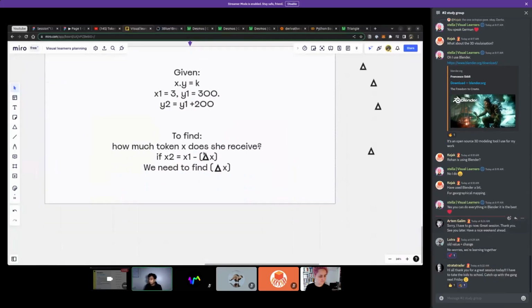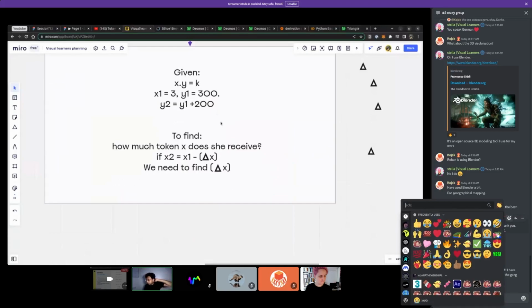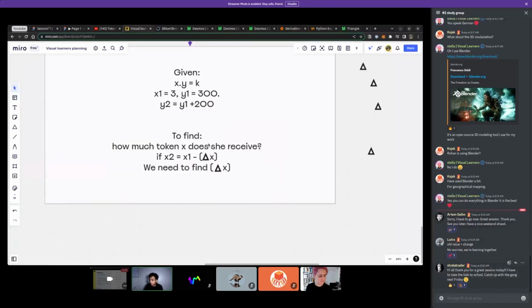Right. So first I write what all is given to us. Then I write what all we need to find, which is how much token X does she receive. So if X2 is, we can define it this way. And this basically is just a substitution. I'm struggling with how to go about this.